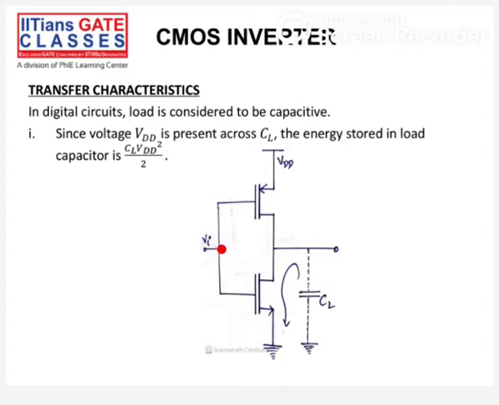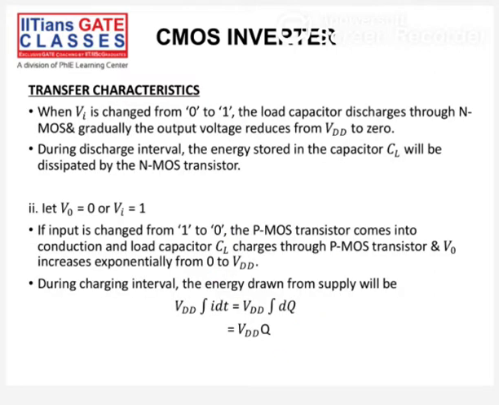If it is switched on, we have voltage VDD here. So this capacitor will be connected to this VDD. This capacitor will discharge through this NMOS. Current will flow in this direction here. So it will discharge through this NMOS, and gradually the output voltage reduces to 0. That was VDD in the first case, and it is reduced to 0.